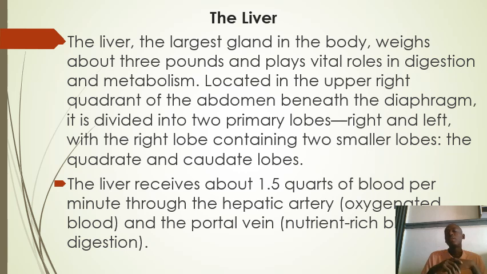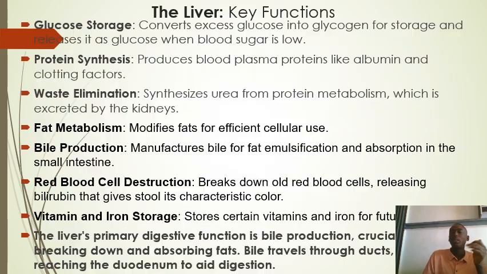So the liver receives about 1.5 quarts of blood per minute, and the sources of blood are two. The first one is the hepatic artery, which carries oxygenated blood to the liver, and the portal vein, which carries nutrient-rich blood from digestion.